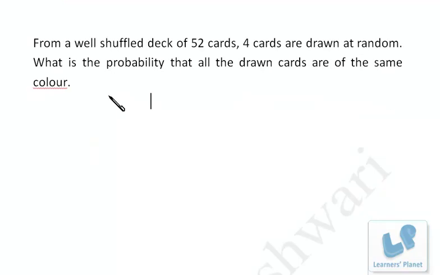Now next is, from a well shuffled deck of 52 cards, 4 cards are drawn at random. What is the probability that all the cards drawn are of the same color? Now in all we are drawing 4 cards, so the total number of cases will be 52C4. Now all the cards should be of the same color.